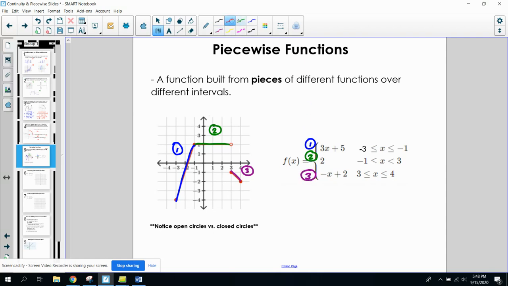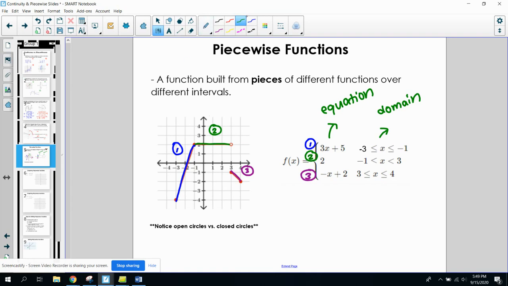So if we break this down a little bit, the first thing that you have here in your piecewise function is going to be the equations of the lines. And you're writing each equation that you have for each graph. And then this second piece, this is your domain. So that's going to tell you where the graph is starting and where it's stopping.